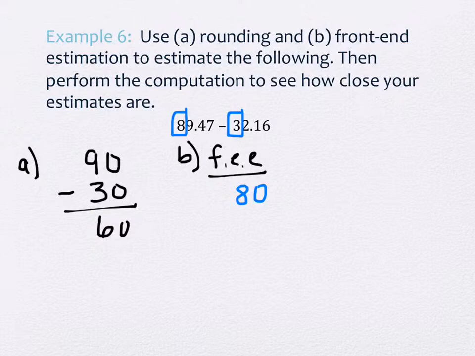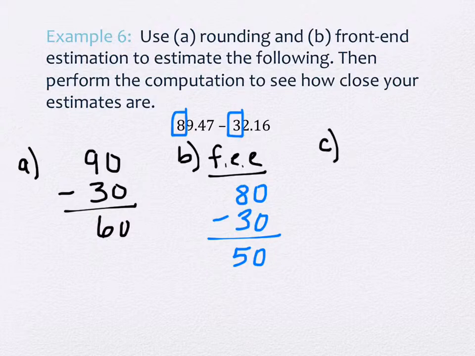They all go away. And the same thing on the second one. I look at the 32 and 16 hundredths and I ignore everything after the 3 and turn everything else into zeros. And when I subtract this one, what do I get? 50.